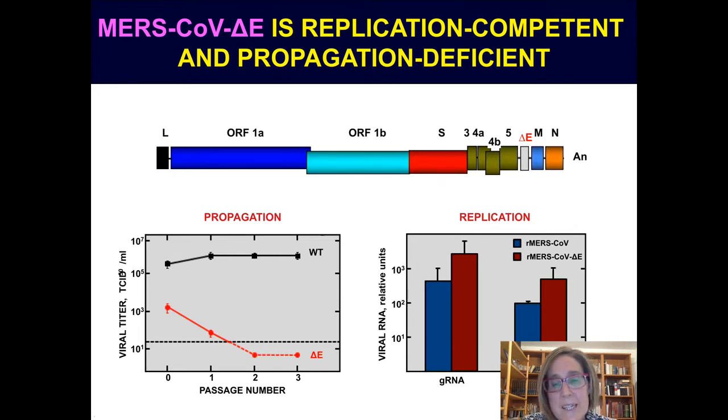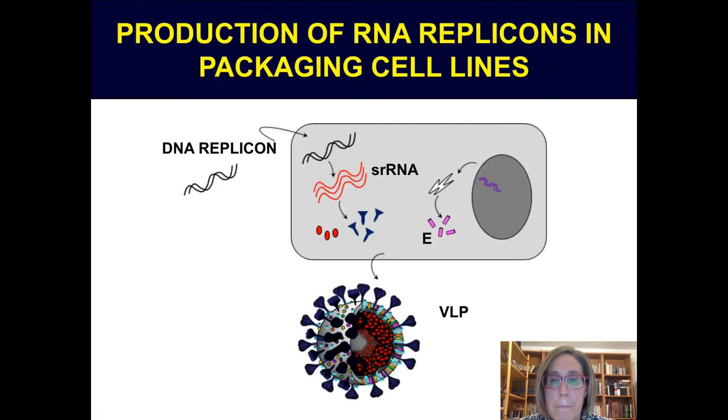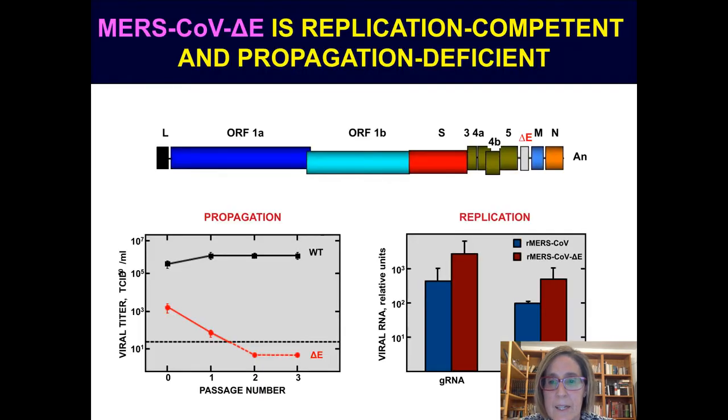By providing the E protein in trans in packaging cell lines, the growth of the defective virus is partially rescued. These viruses are replication competent, as shown in the right graph. The red columns show that they produce viral genomic and subgenomic RNAs to similar levels as the wild-type virus, as shown in the blue columns. Since they have lost their ability to propagate, they are not viruses anymore, and they should be considered just as RNA replicons.